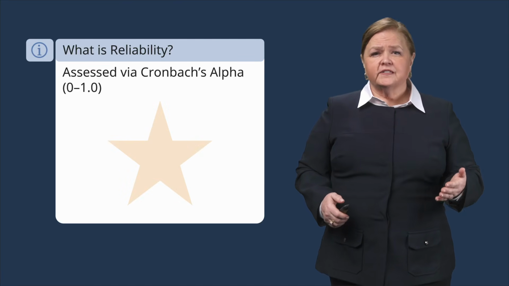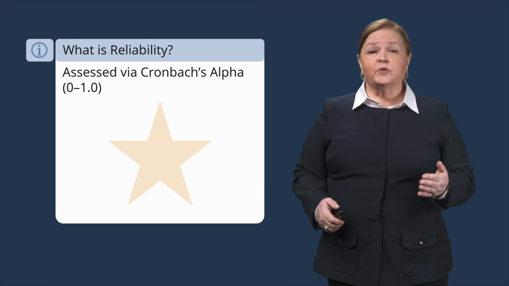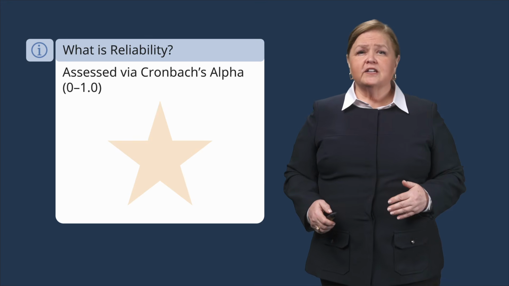Now, we typically measure reliability using something called Cronbach's alpha coefficient. Don't worry about the formula. Just know that it gives us a number between 0 and 1, where higher is better. So let's make these numbers meaningful.